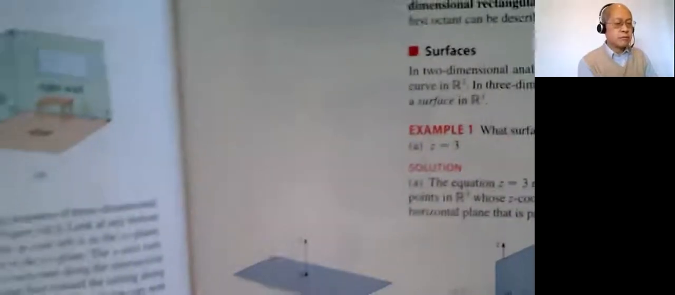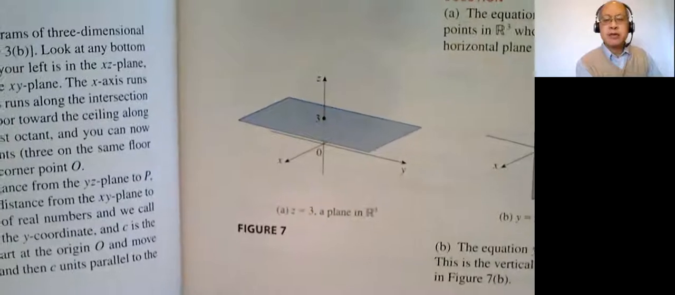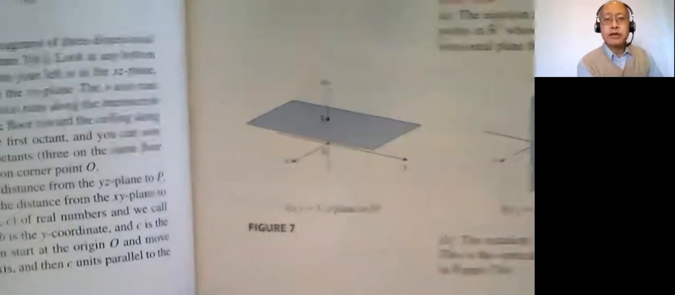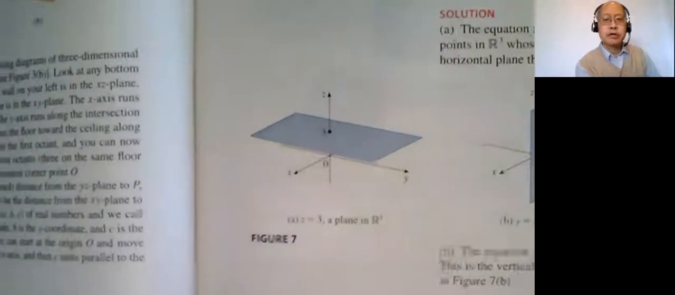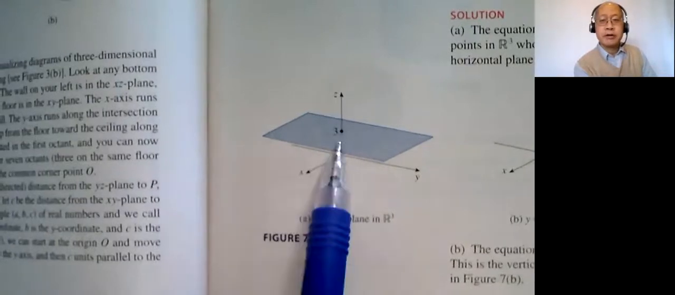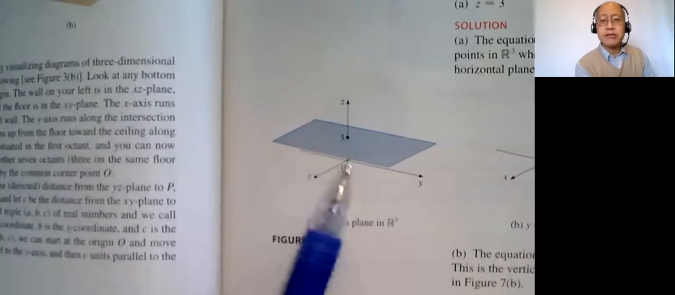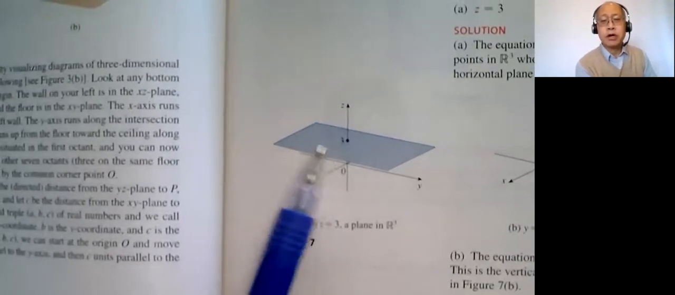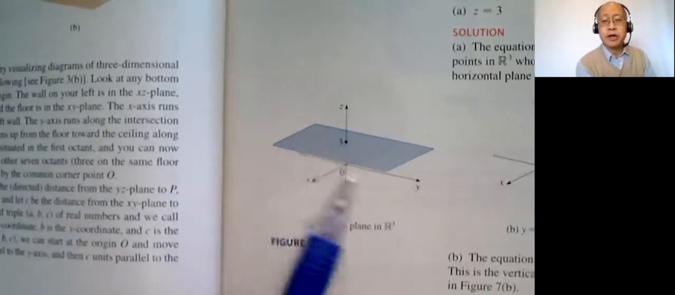Okay, here's some pictures. Figure 7, Z equals 3 is a plane. Imagine you start at the origin, you go 3 units up. Sometimes I can't show it to you because the book is heavy and I ran out of hands. But then you can go anywhere you want in the X direction or the Y direction. So you have a plane. Think of it as going up to the 3rd floor. You take the elevator to the 3rd floor. I'm on the 3rd floor, but I can now walk anywhere in the X direction, Y direction. So Z is equal to 3.